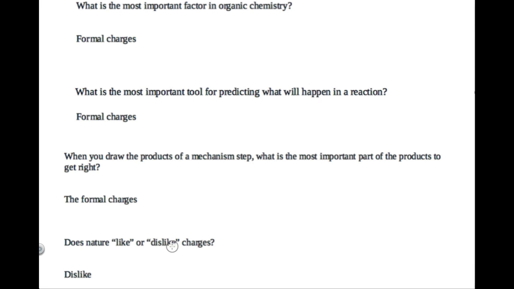We will use this idea to predict what will happen in a reaction. If there's a formal charge, what will happen in the reaction is that nature will try to get rid of that charge. If there's a formal charge on a particular atom, nature will usually try to get rid of the formal charge on that particular atom.